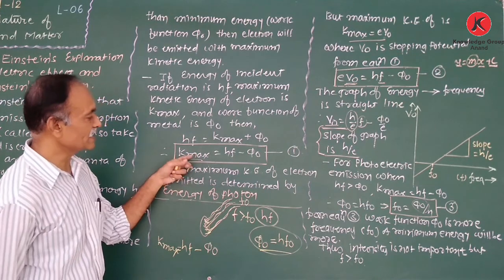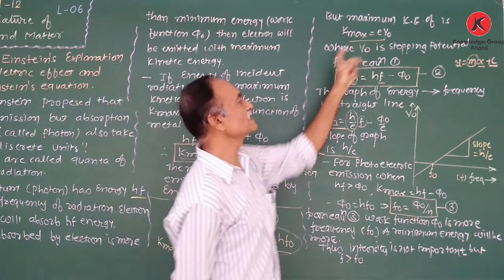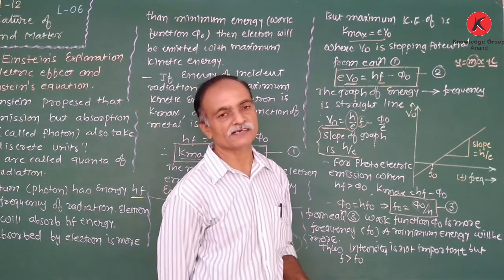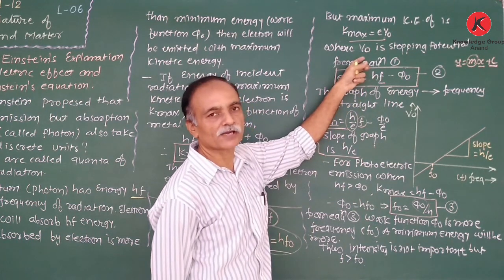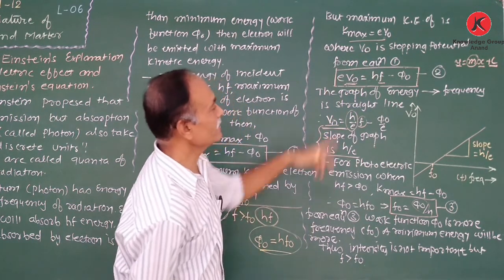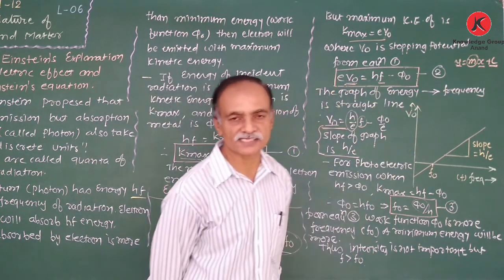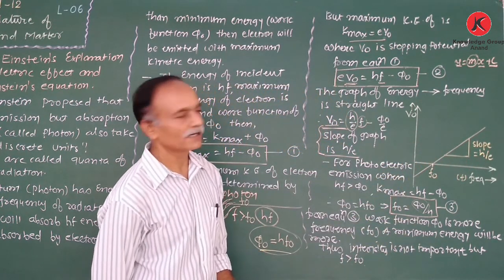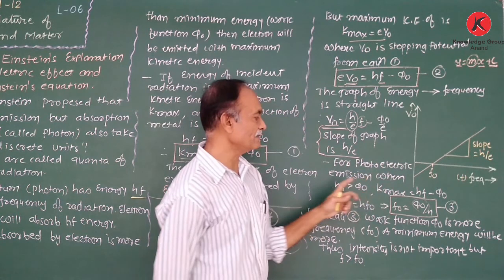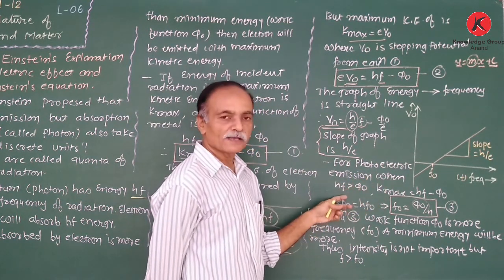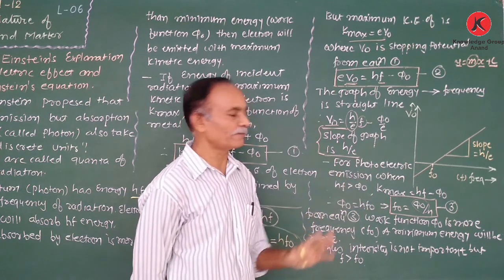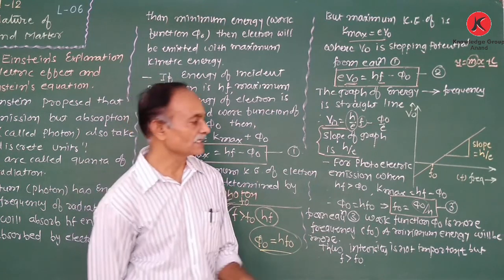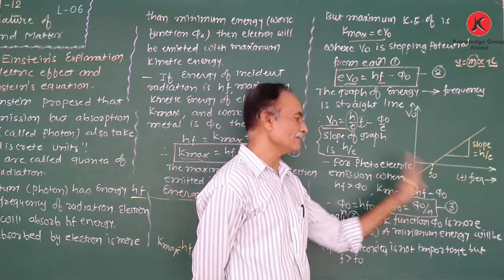Now, we know that the maximum kinetic energy is equal to eV0. We substitute in equation 1, therefore this equation becomes eV0 is equal to hf minus phi 0. Here V0 is the stopping potential. Yes, we draw the graph of the stopping potential versus the frequency. This graph is a straight line, and the slope of this graph is h upon e. For photoelectric emission, when the energy of incident radiation is greater than the work function, the photoelectrons are emitted with some kinetic energy, and the kinetic energy is equal to hf minus phi 0.